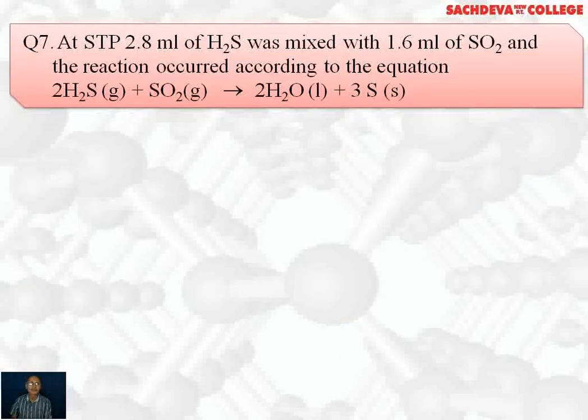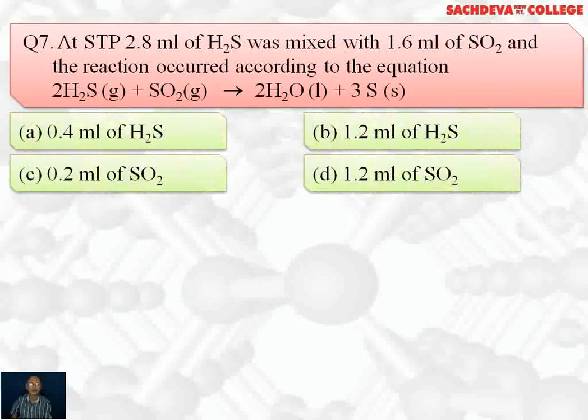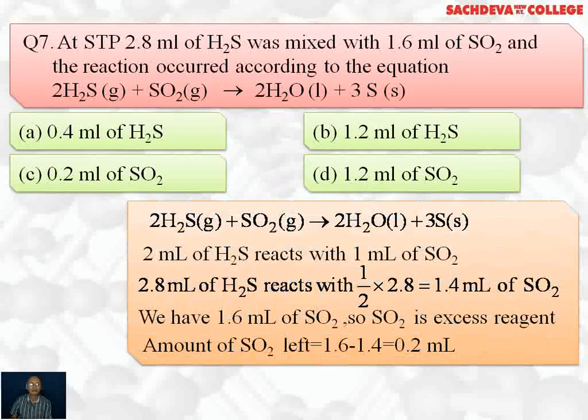Let's take up the next question. At STP, 2.8 ml of H2S was mixed with 1.6 ml of SO2 and the reaction occurred according to the equation 2H2S gas plus SO2 gas gives you 2 water liquid plus 3 sulfur solid. Options are 0.4 ml of H2S, second option 1.2 ml of H2S, C part 0.2 ml of SO2, D part 1.2 ml of SO2.